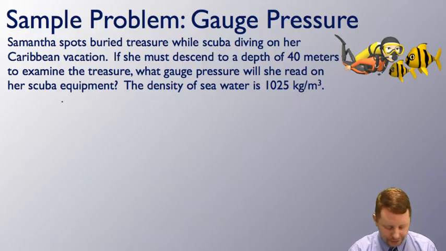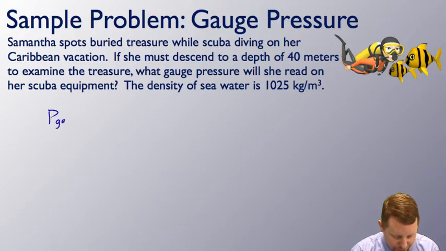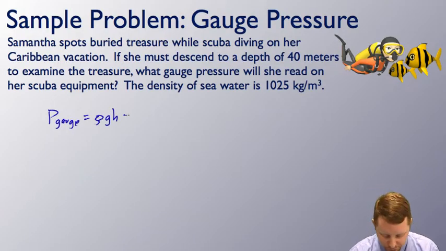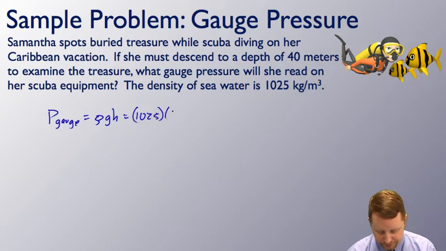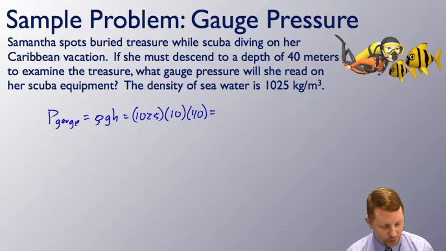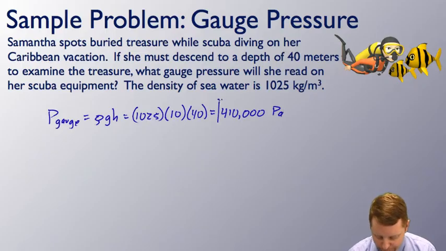Well, to solve this, let's start out by writing our formula for gauge pressure. That's rho gh, where that's the density of the fluid rho, which is seawater, 1025 kilograms per cubic meter. Acceleration due to gravity, let's assume 10 meters per second squared again. And the depth, 40 meters, so 400 times 1025 should come out to be around 410,000 pascals.